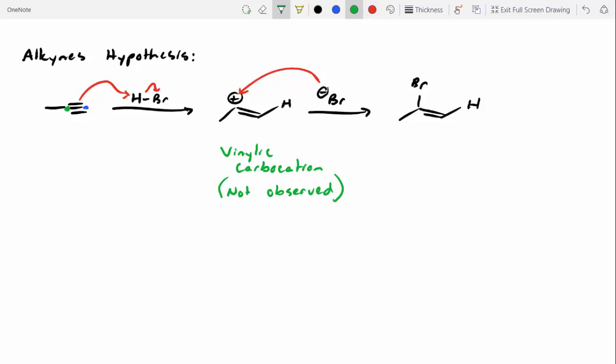The other thing chemists like to do when they run into a mechanism that doesn't fit with their standard model is they actually like to do experiments to try to deduce what the mechanism is. And the easiest experiment that they ran with this was a rate experiment. And they found out that this is a third order reaction. And specifically, they found the rate equation, and they found that it's equal to the concentration of the alkyne times the concentration of hydrobromic acid squared. So what the heck does this mean?